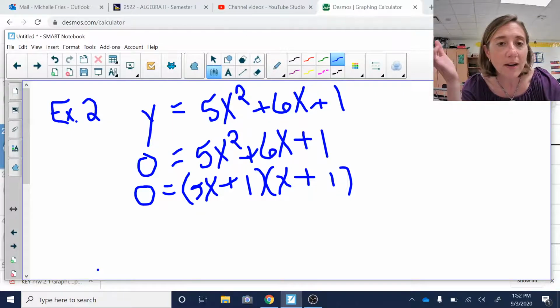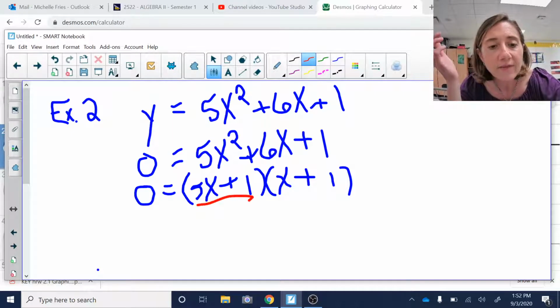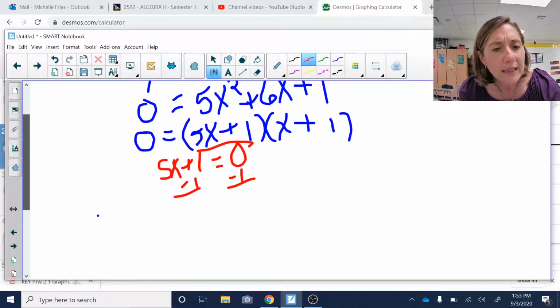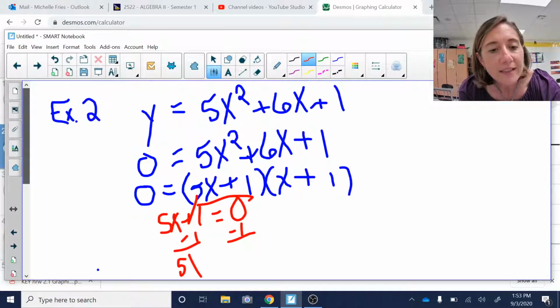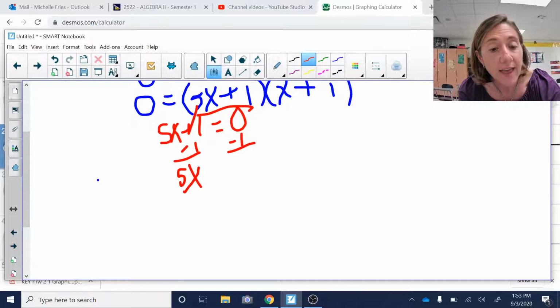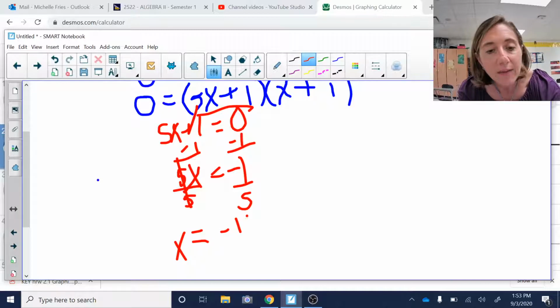So now we're going to apply the zero product property. Perhaps this factor is the one that gives us the 0. So if 5x plus 1 is the one that's the 0, I can subtract 1 on both sides. Okay, 5x equals negative 1. Divide both sides by 5. And one solution would be x equals negative 1/5.